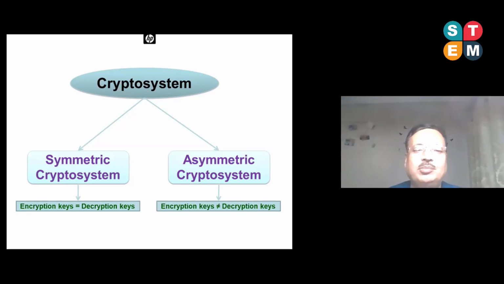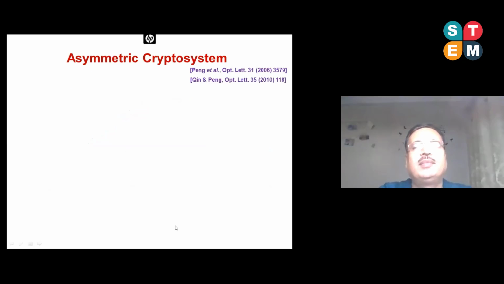So in symmetric crypto system, as I mentioned, the encryption keys are the same as the decryption keys. You don't have different keys. But in this case, because the whole process is linear, it becomes vulnerable to security breaches. So we have to come up with a new idea of how we can counter those security issues. So we came up with the asymmetric crypto systems idea, in which encryption keys are different from the decryption keys. How are they different? Let me explain that.